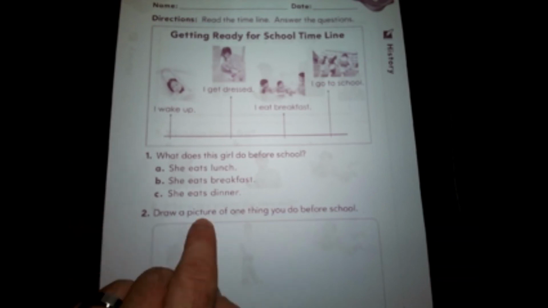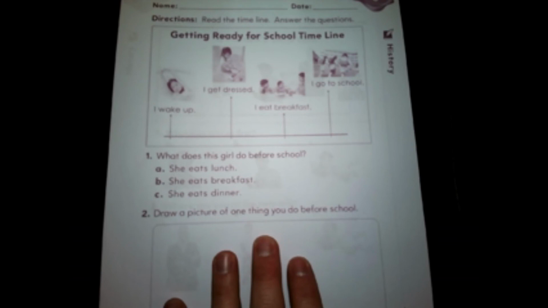For number 2, it says, draw a picture of one thing you do before school. So I want you to get creative with this and really think about what you might do before school. Do you watch YouTube before school? Do you eat breakfast in the cafeteria before school? Do you go and swing on the swings before school? Or do you play with a brother and a sister before school? Really think about it and put a lot of thought into your picture, okay? I really want to see you guys get creative with this. Yeah, just think about what you do before school.